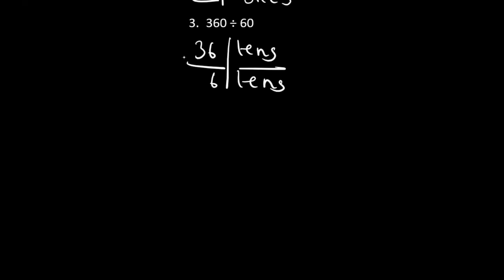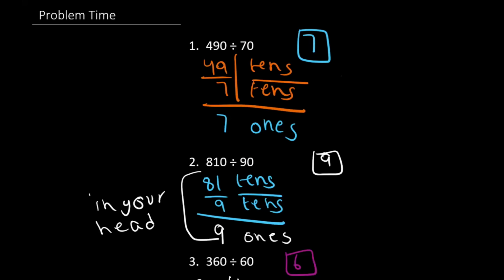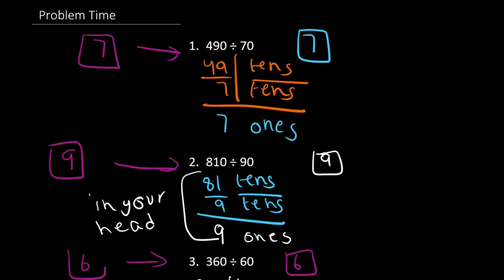Okay, we have tens divided by tens again. So 36 divided by 6 is 6. Tens divided by tens is ones, so like 10 divided by 10 equals 1, right? So 6 ones also equals 6. And that's our answer for the third question. I'm just going to point at it and then write the right answer over here to the side. And the third question, the answer is 6.